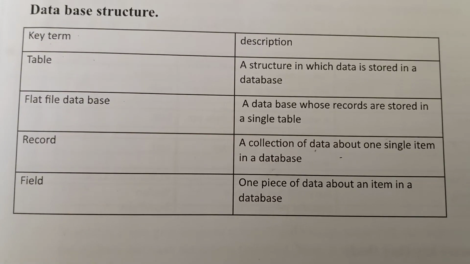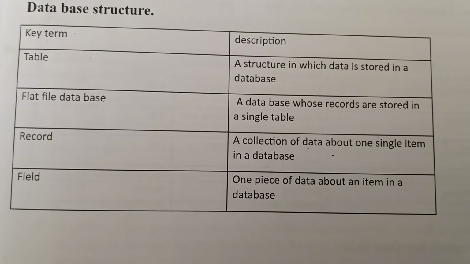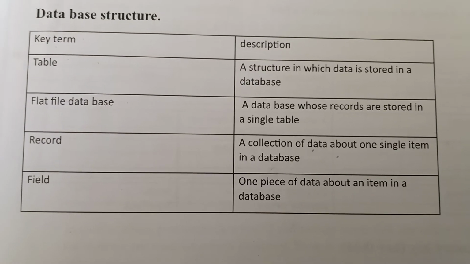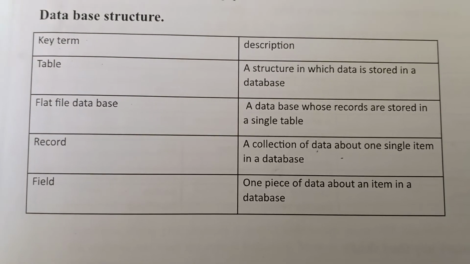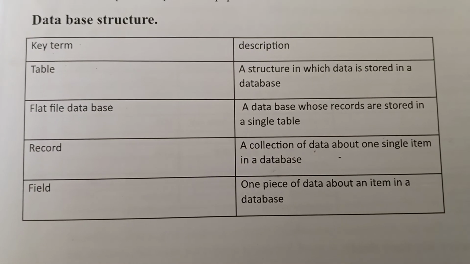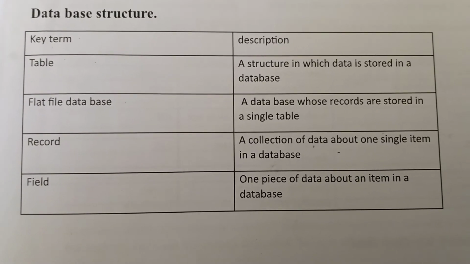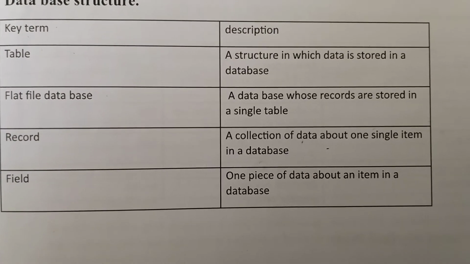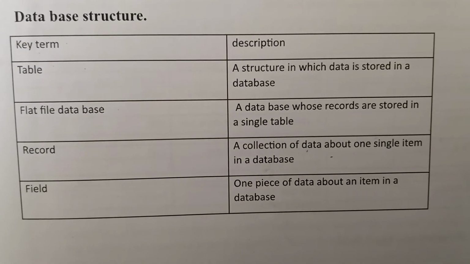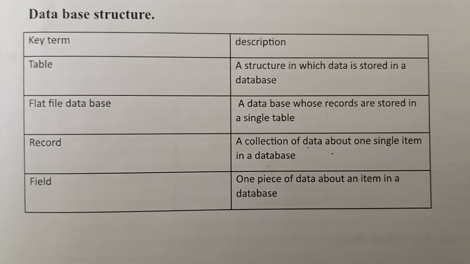Then you have a record. A record means a collection of data about one single item. That means if you are telling about a person, the person's details will be a record, like his date of birth, whether he is male or female, what his profession is, like that. If you are recording data about a person, the entire collection of data about one single person or one single item you call in a database a record.